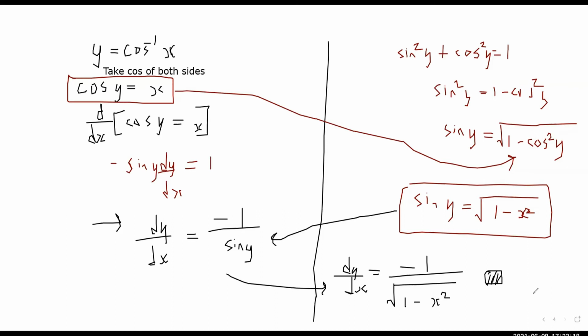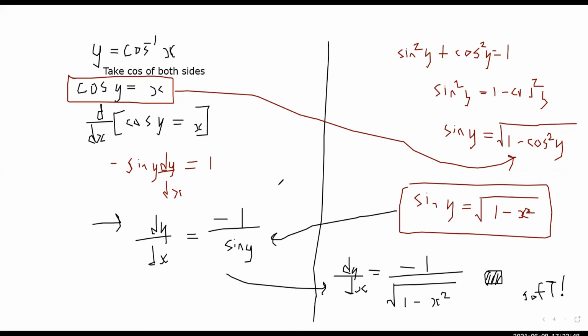Easy. So the takeaway is, if you're proving the derivative of sine inverse, tan inverse, or cos inverse: if it was y equals sine inverse x, you take the sine of both sides. If it was y equals tan inverse x, you take the tan of both sides. Then you do implicit differentiation. Once you get dy by dx, it's going to be in terms of y.